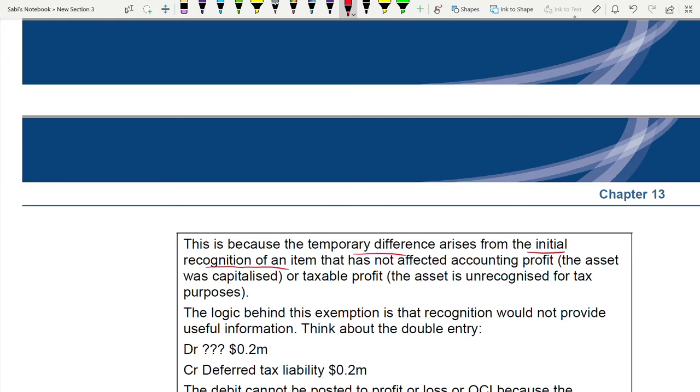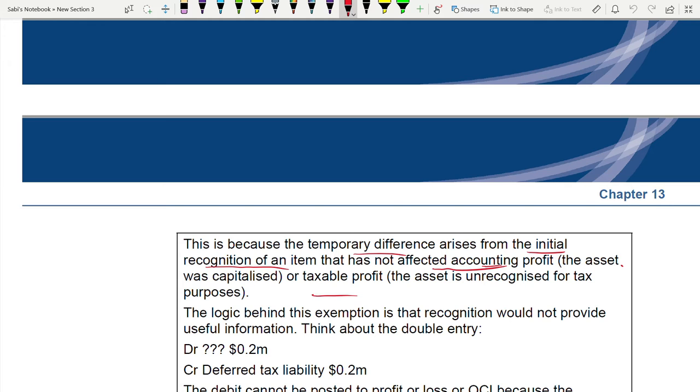That has not affected accounting profit or taxable profit. Why? Because the asset is unrecognized for tax purpose. The asset was capitalized, so it does not even affect accounting profit also. If it was not capitalized, if it was taken as an expense only, it will affect accounting profit. Otherwise, how can it affect accounting profit? It will not go in the profit and loss account, no? So because asset is capitalized, it will not go to accounting profit. Because it was unrecognized for tax purpose, it will not affect taxable profit also. Okay, so this initial recognition of an item does not affect both.